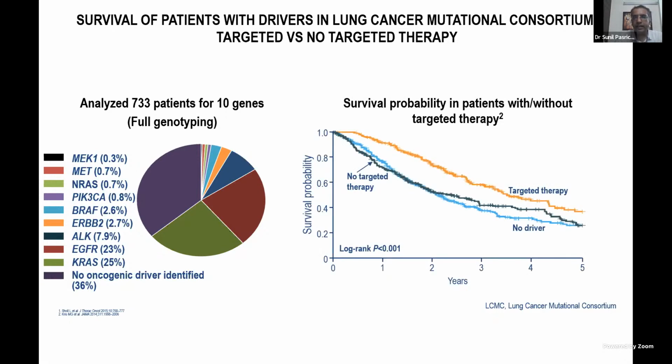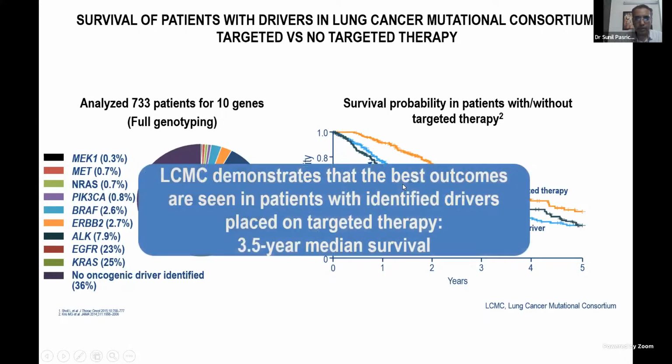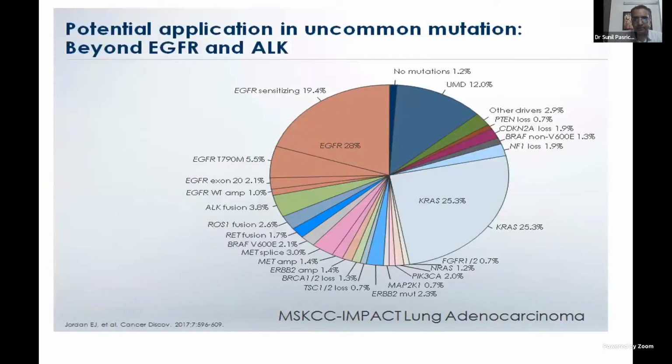We can see very clearly in this graph the survival probability, with a good prognostic separation of the curves when the patients were put on targeted therapy, highlighted by this orange graph. They had a better survival as compared to the patients in whom no targeted therapy was given or when no driver was identified. So the consortium demonstrated that the best outcomes are seen in patients with identified drivers placed on targeted therapy, with 3.5 years median survival.